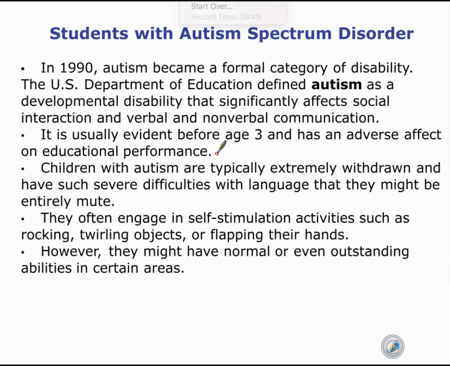And they often engage in self-stimulation activities such as rocking, twirling objects, flapping their hands. But sometimes they have normal or even outstanding abilities in certain areas. But that's more on the Asperger side of the syndrome, where they may be really good in math and stuff like that. Temple Grandin, there's a movie called Temple Grandin.